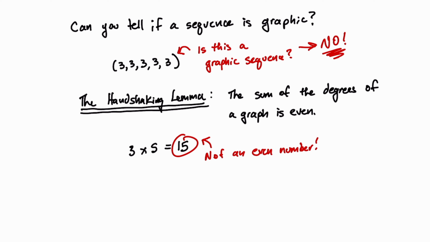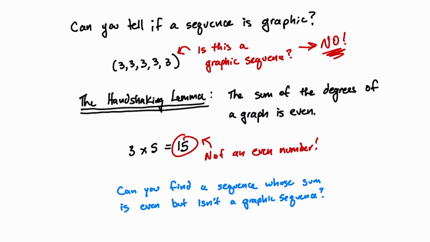But this is not enough information to help us determine whether or not any sequence is graphic. In fact, as an exercise, could you find a sequence whose sum is even but isn't a graphic sequence? See what you can come up with, and let me know in the comment section below. When I post my follow-up video, I'll show you my solution to this question.